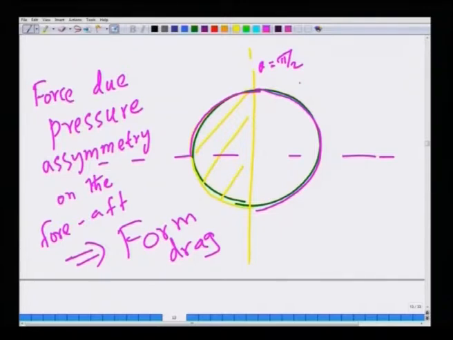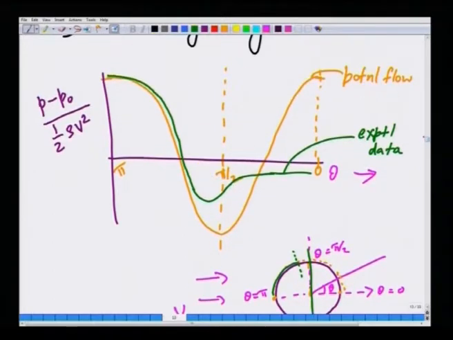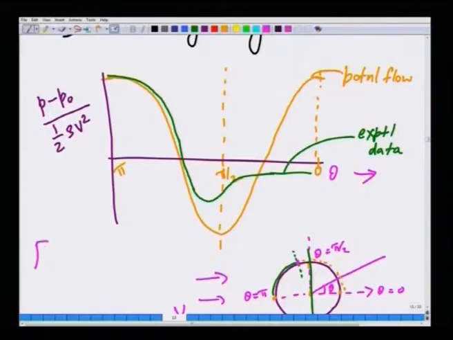Now, the reason why the actual pressure deviates from the potential: the green line actually agrees quite well with the orange line up to a point here, but after that it starts deviating. The reason for this phenomenon is what is called flow separation. We will discuss this in a little more detail a little later.